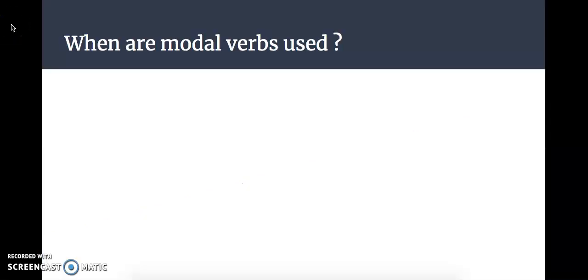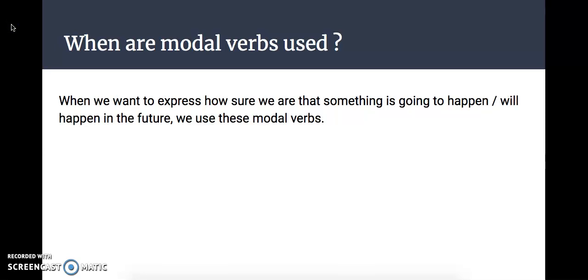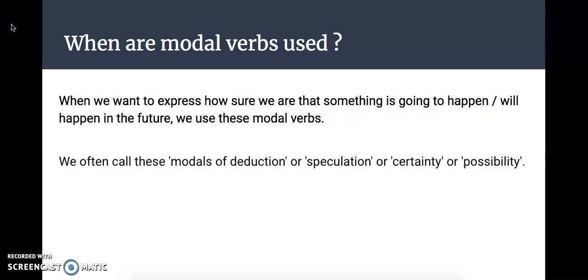So we use modals to talk about possibilities in the future or to make predictions. So when we want to express how sure we are about something that's going to happen in the future, we use these modal verbs. There are many different types of modal verbs, but these are the types of modal verbs that we're going to be talking about today. We often call these modals of deduction or speculation or certainty or possibility.